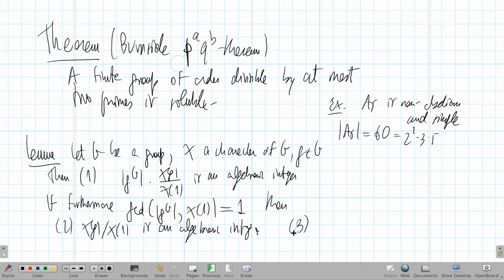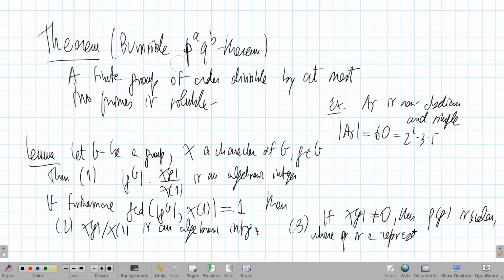And then the third one is that if chi(g) is different from 0, then rho(g) is scalar, where rho is a representation affording chi. I mean, if chi is a character, it means it's the trace of a certain representation. Call rho any representation which has character chi. We see that all these come rather naturally.